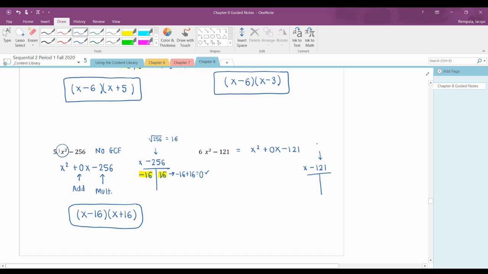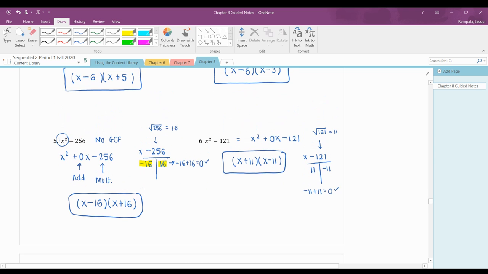So like we just talked about, this is a difference of two squares, meaning perfect squares, square roots. If I was to take the square root of this number, I would see that I get the number 11. That means make one of those numbers a positive 11, make one of them a negative 11. That will definitely multiply to negative 121. And if I add those two numbers, I'll get that 0 in the middle that I was looking for. So my final answer will have an x plus 11 times an x minus 11. And that would be my answer.